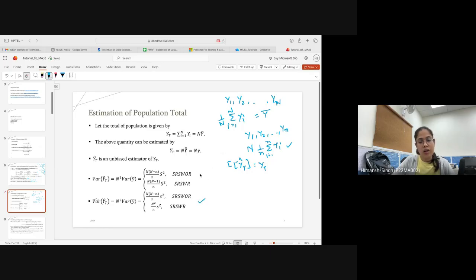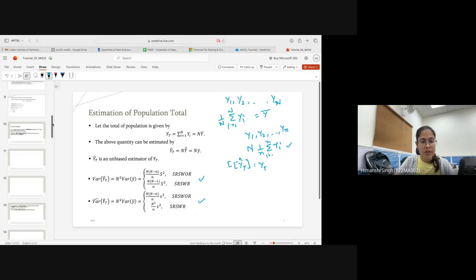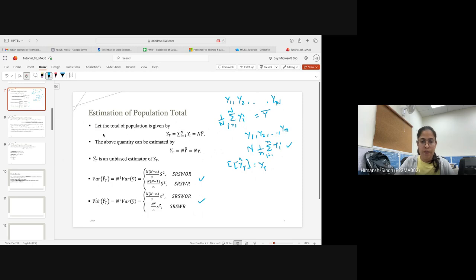And if we know the whole population or the quantities of the whole, for example the variance or something, then we will use these quantities. Okay, so this is about the estimation of the population total. Population total, we are talking about the sum of all the numeric entries.